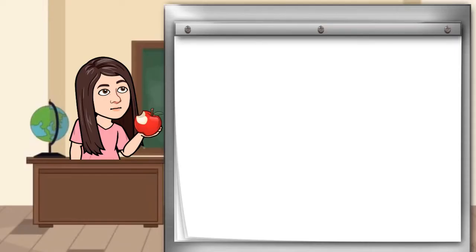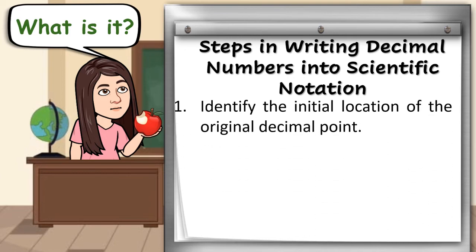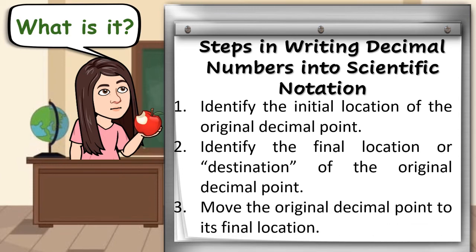Now, let's talk about the steps in writing decimal numbers into scientific notation. Step number 1. Identify the initial location of the original decimal point. Step number 2. Identify the final location or destination of the original decimal point. The final location of the original decimal point must be directly to the right of the first non-zero number. Step number 3. Move the original decimal point to its final location.